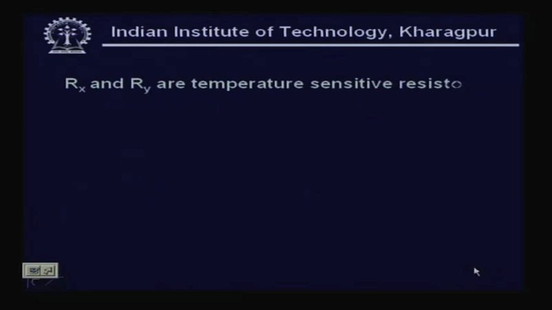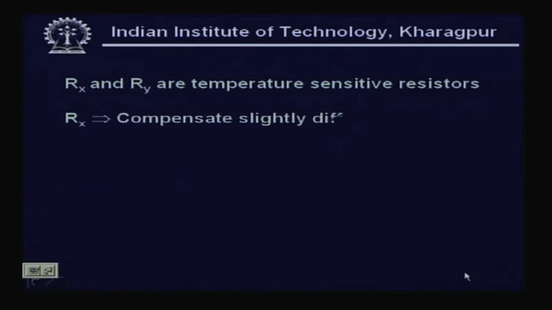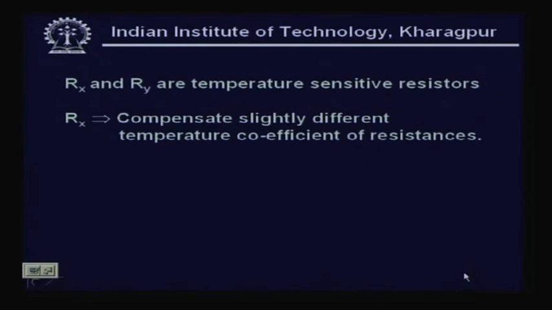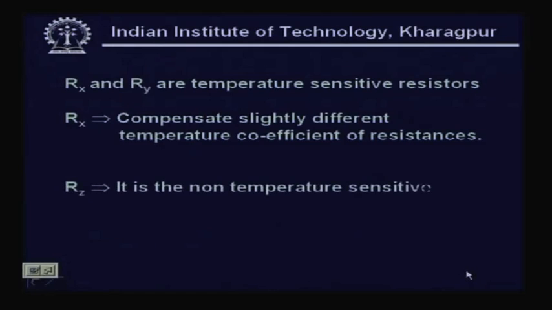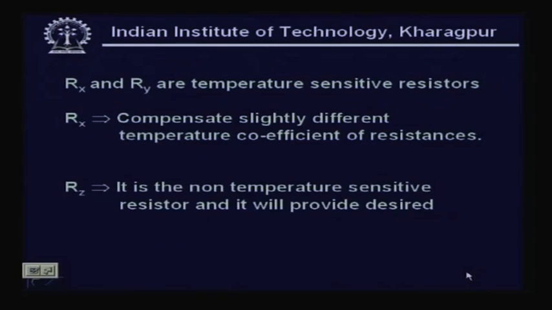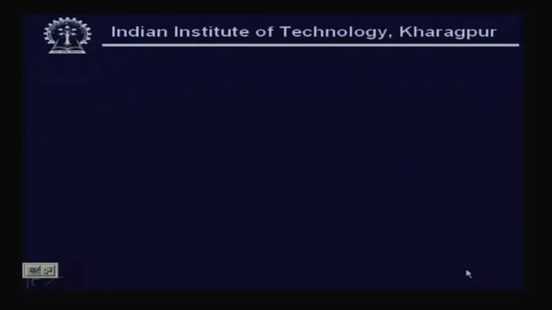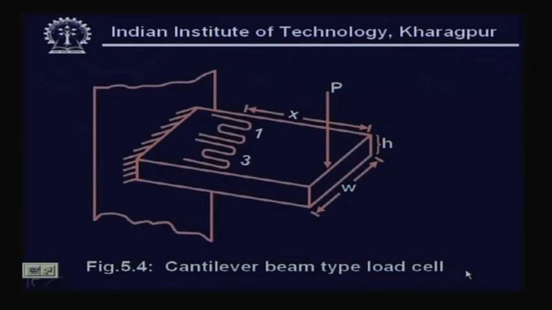R x and R y are the temperature sensitive resistors, and R x compensates slightly different temperature coefficients of resistance. R y is a non-temperature sensitive resistor, and it will provide desired sensitivity. I can control the sensitivity by that, and this is our cantilever beam type load cell.